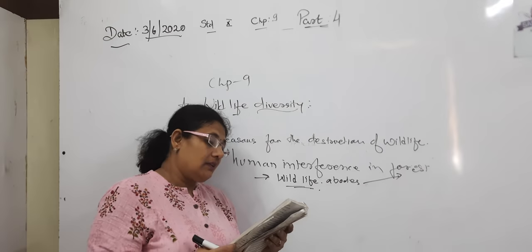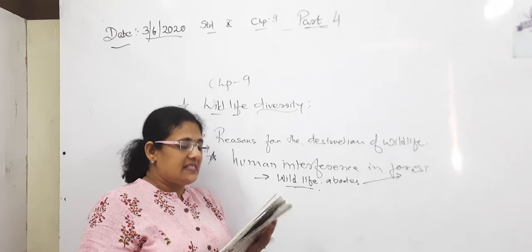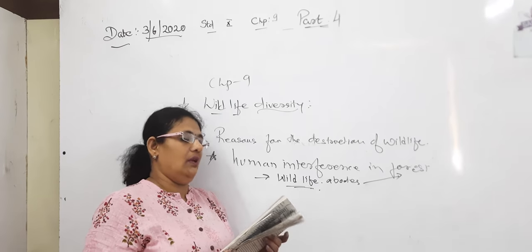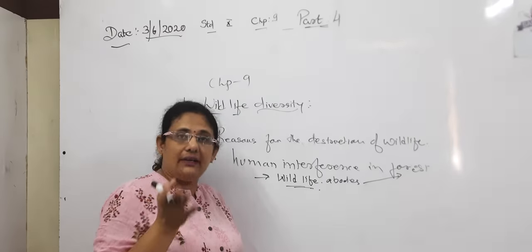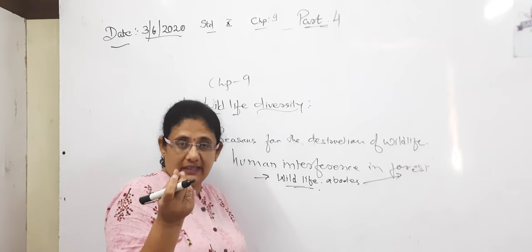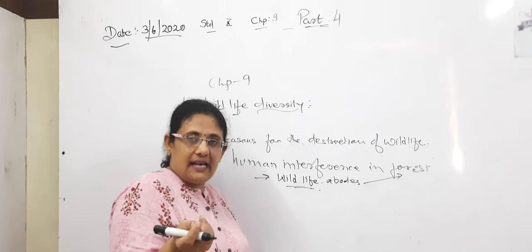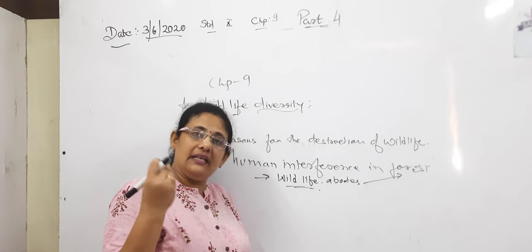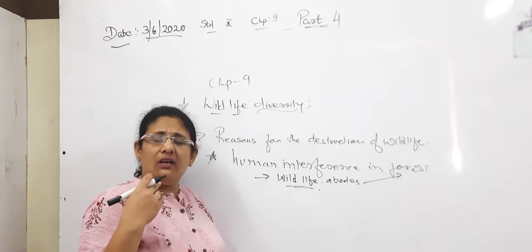Now the third is hunting the animals to obtain hair, skin, bones, horns or nails, which is also responsible. For example, many elephants were killed for their tusks. Tigers are killed for their hides, that is, for their skin. Musk deer are killed for the musk that is inside them. Alligators were killed for their skin and teeth. Then tigers, many, for fur.